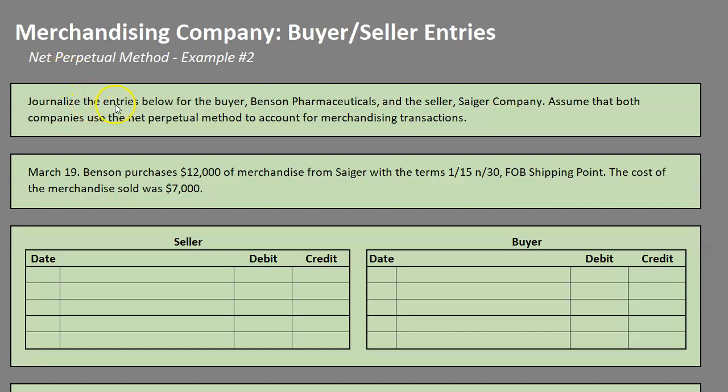So we have, again, the buyer, Benson Pharmaceuticals, and the seller, Sager Company. And again, please make sure that you note that we are using the net perpetual method here. If you would like a more in-depth explanation of how these buyer-seller entries work, please see buyer-seller entries example number 1. That'll be linked in the description below.